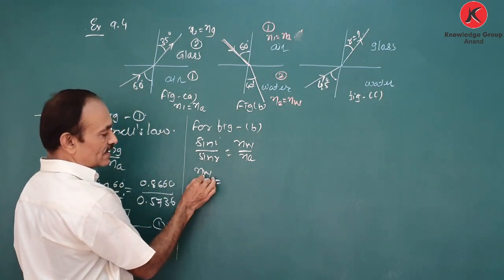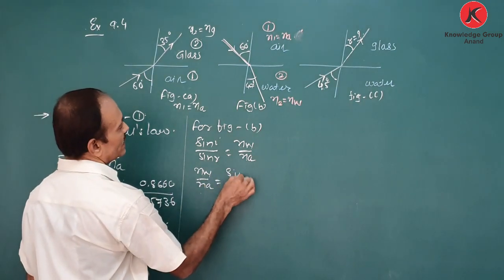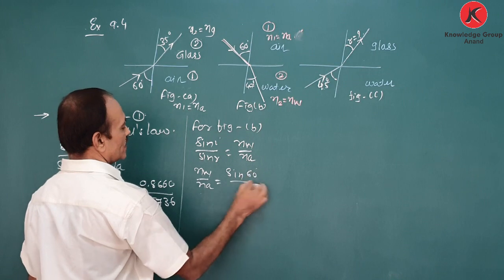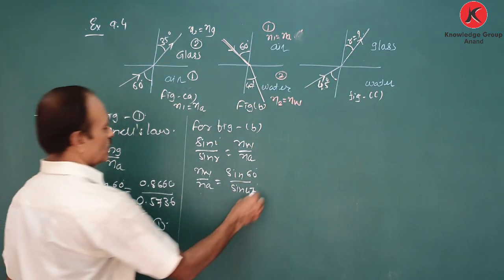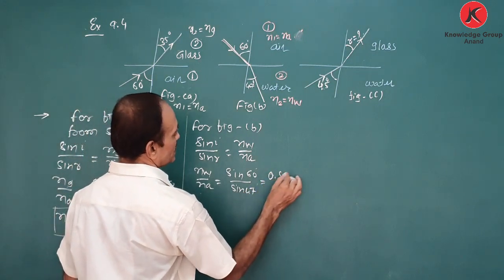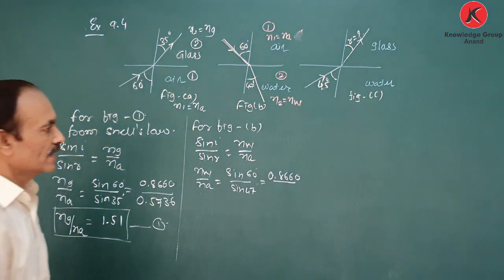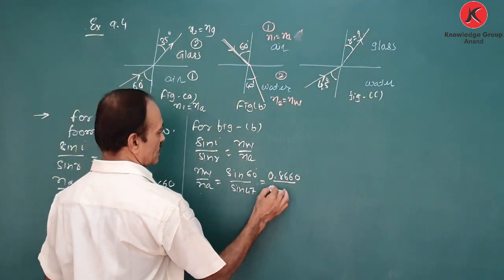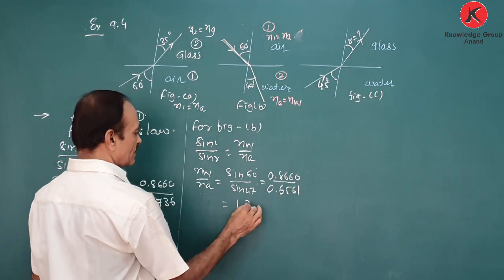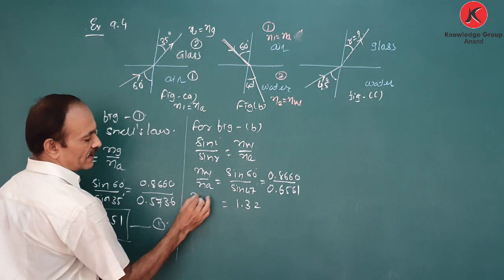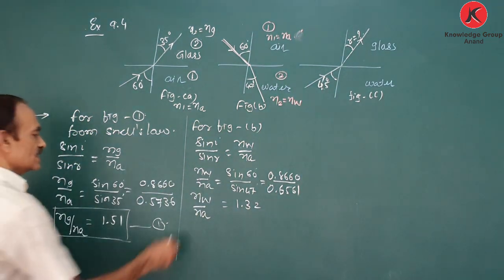Therefore, nw upon na, that means the refractive index of water with respect to the air, is equal to sin i, which is given as 60 degrees, upon sin 47. Sin 60, we already know, is 0.8660, upon sin 47, which is 0.6561. Therefore, there is 1.32. There is the refractive index of water with respect to the air. That is your second equation.